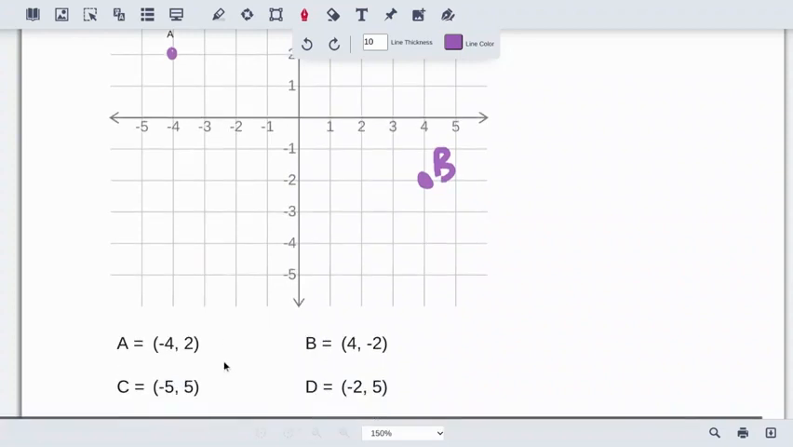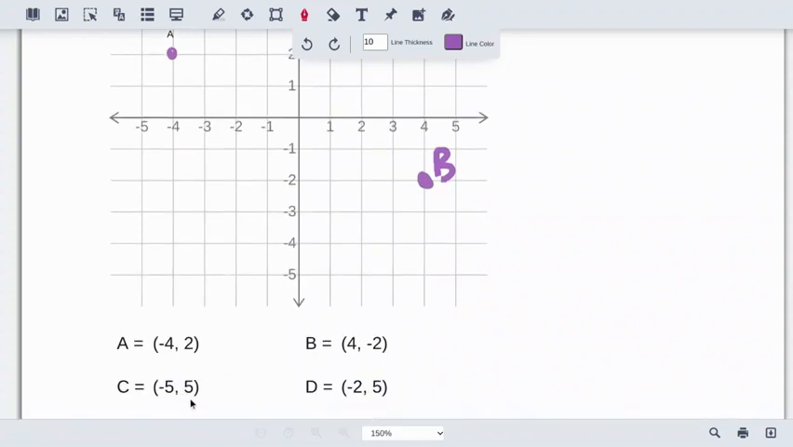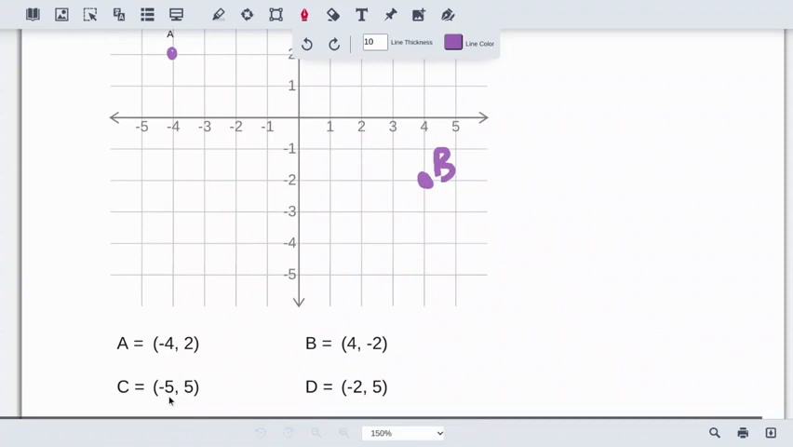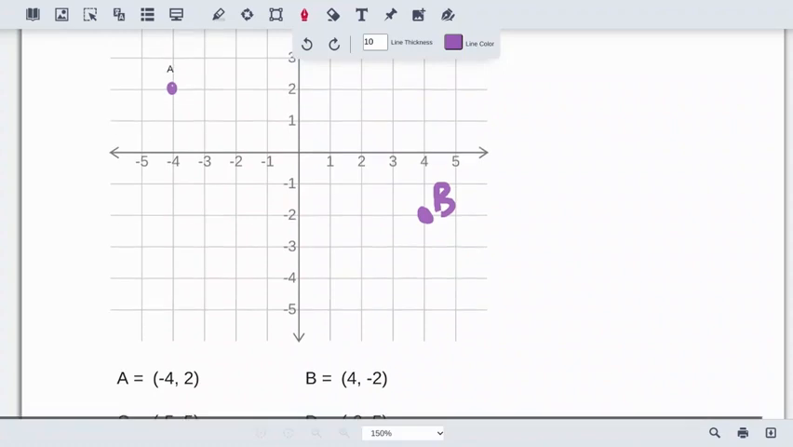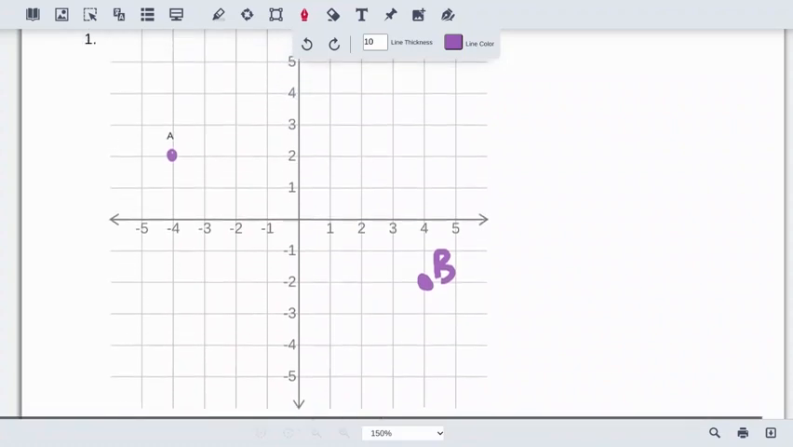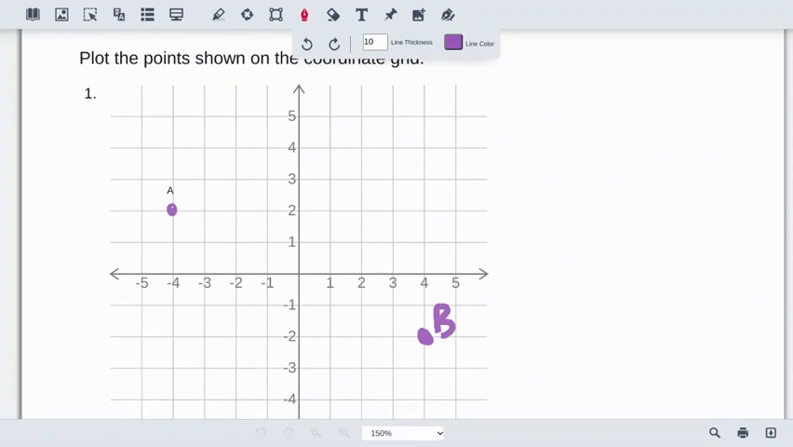Okay, let's do a couple more. Here I have -5, 5. So -5 is my first value. That's my side-to-side value. So I'm going to go left to -5. And then I have a 5 down here for my y value. It is positive. So I'm going to go up 5. 1, 2, 3, 4, 5. And I'm going to plot my point. And there's number C, letter C. C is not a number.